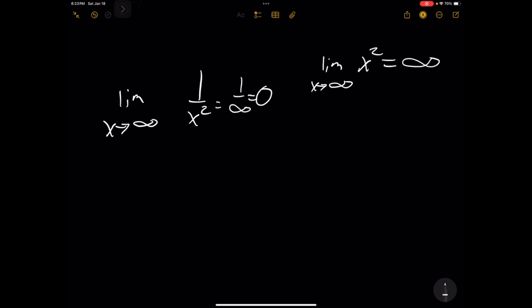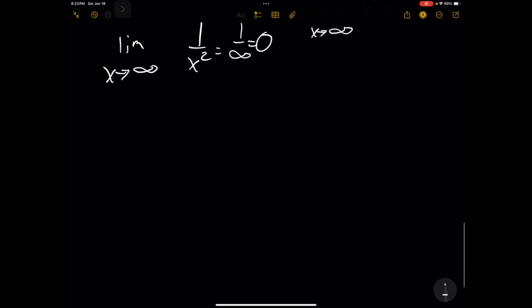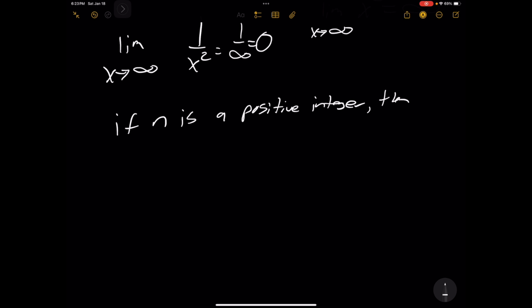So we can find end behavior limits of fractions as well using the same rules as the polynomials, adding the logic that if you have a really big number in the denominator, it's actually a really small number. And so we can formalize that rule by saying if n is a positive integer, then as x goes to infinity, 1 over x to the n equals 0, and the limit as x goes to negative infinity of 1 over x to the n is also 0.